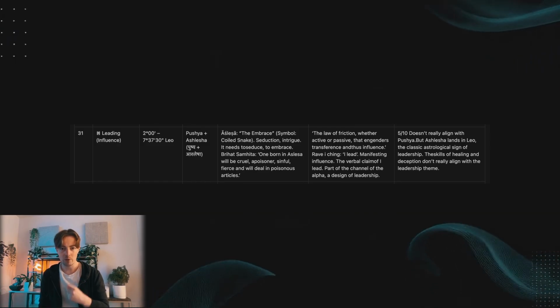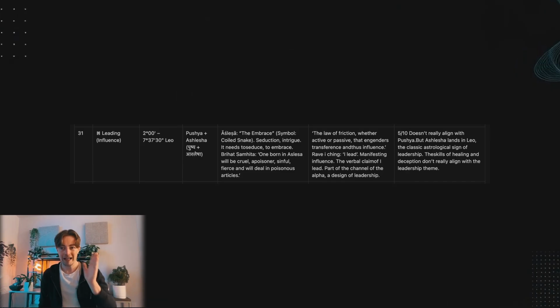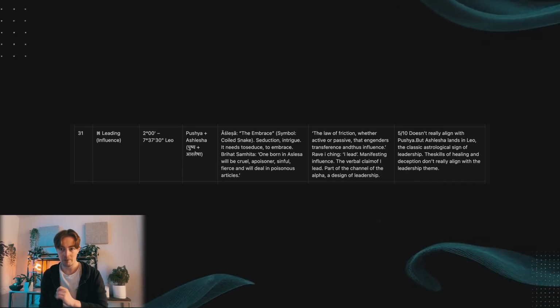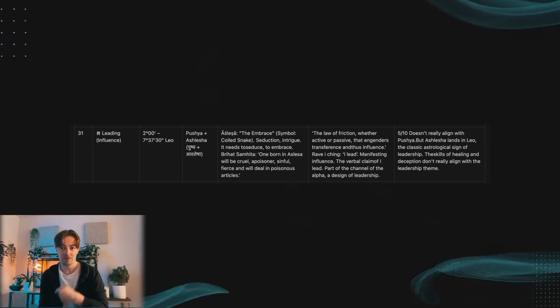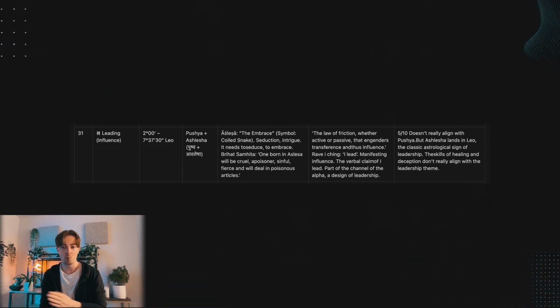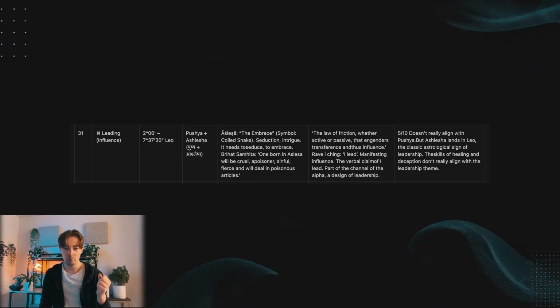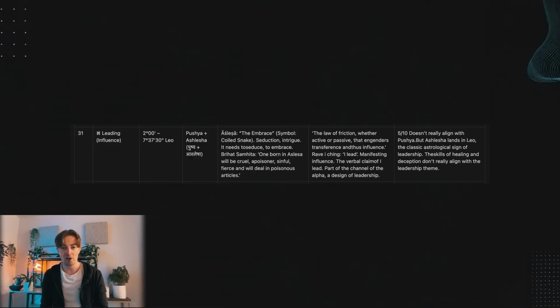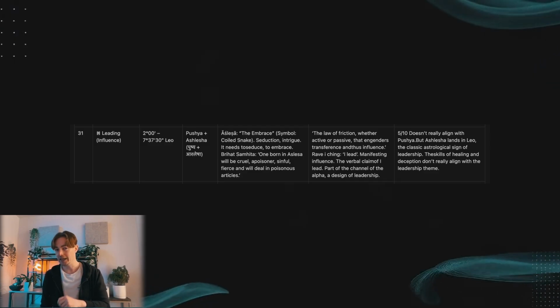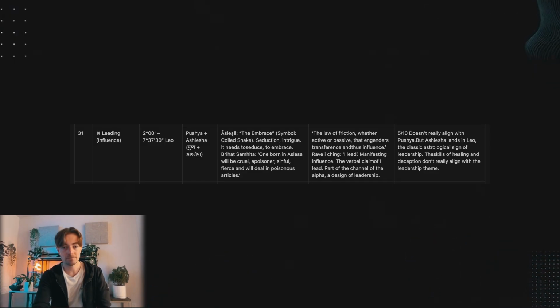It doesn't really align with Pushya Nakshatra, which it crosses, but Ashlesha, the nakshatra that we're talking about, does land in Leo, which is the classic astrological sign of leadership. The skills of healing and deception don't really align with the leadership theme of the human design gate. Again, it's about this coiled snake, the seduction, the being cruel, poisonous, sinful, fierce, dealing in poisonous articles. Doesn't really go with leadership, so rough link. But I do like how it lands in Leo, the sign of the leader.